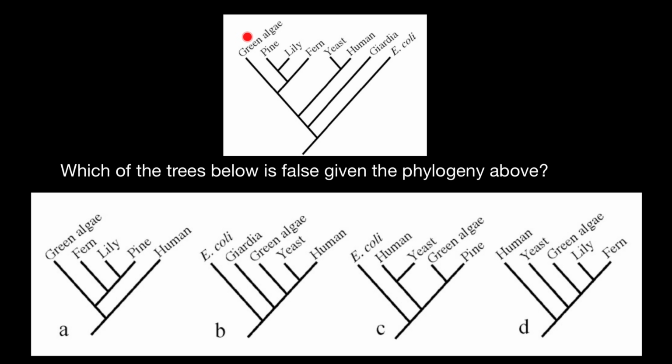Today's question is which of the trees below is false given the phylogeny above. In this phylogenetic tree we have 8 taxa, and in each phylogenetic tree here we have 5 taxa. So on each tree here, 3 of the taxa which we see in this phylogenetic tree would be absent, and we have to find if the relationship between taxa here is the same as shown in this phylogenetic tree.